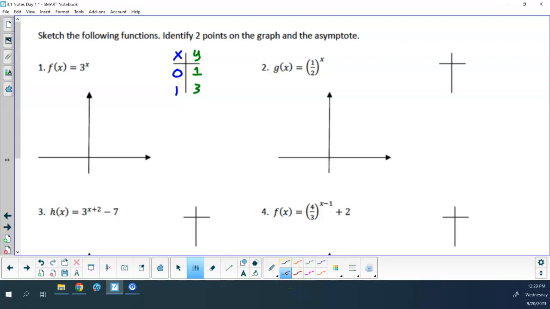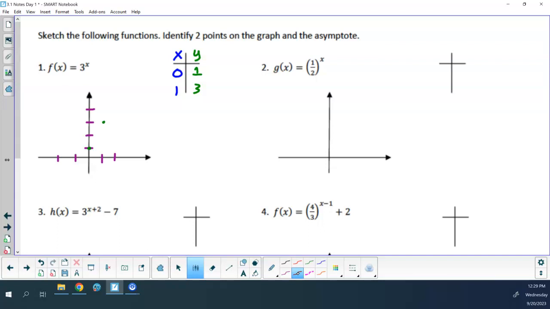So when we graph this one, we would for sure go through 0, comma 1, and we would go through 1, comma 3. We would go through 2, comma 9. Now I have to remember that attention to detail makes your life a little bit easier because the product, the quality of the homework, the test questions, what you're giving me is so much better.